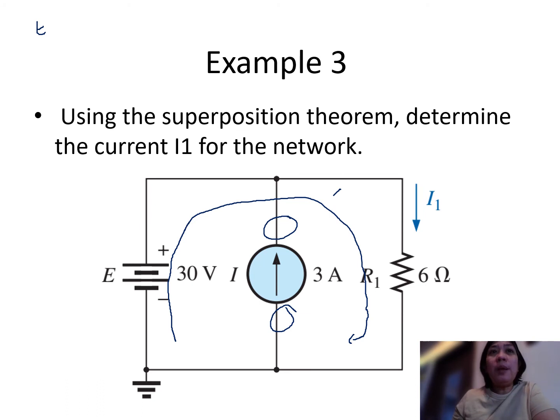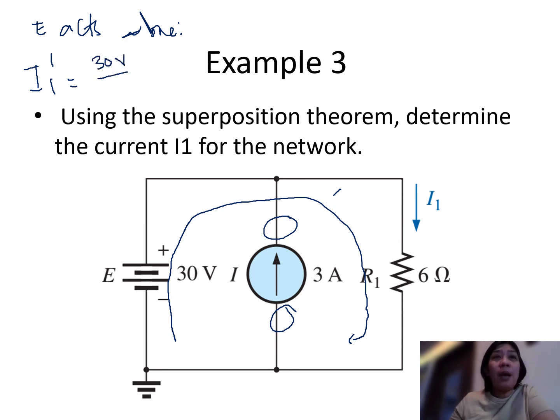So when E acts alone, what happens to your circuit is just a simple series circuit, wherein your I1, let us call that I1 prime, is simply equal to 30 volts divided by 6 ohms. So this is simply 5 amperes. That happens when we remove the current source.